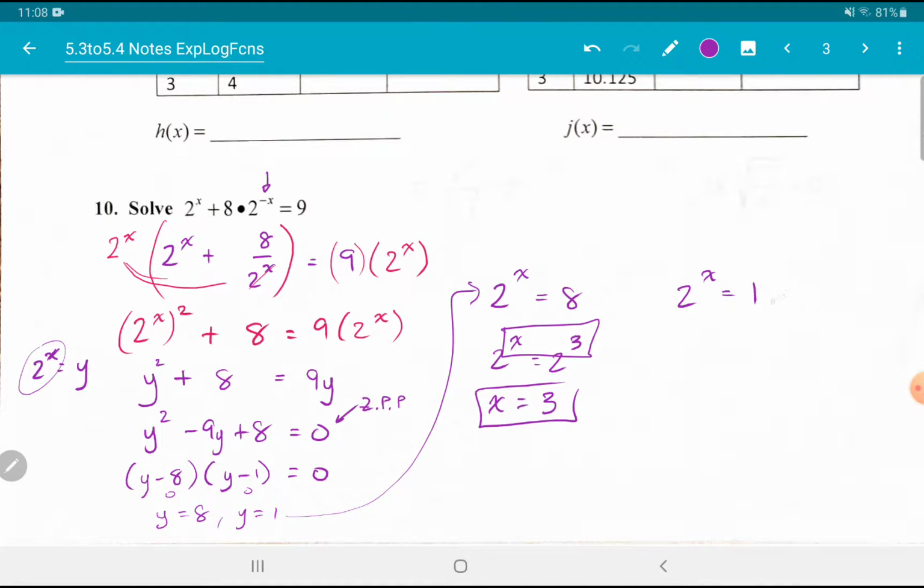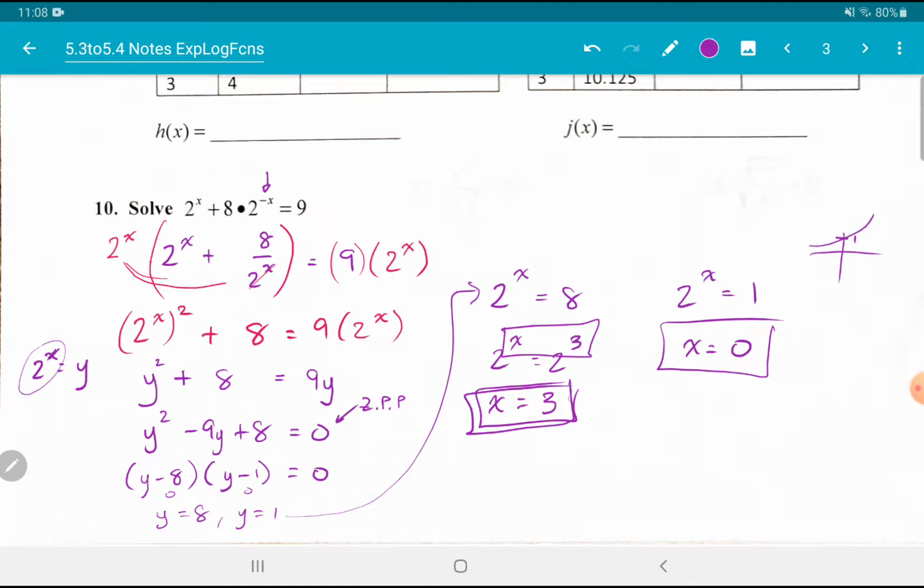And 2 to the power of x equals 1. When does that ever happen? When does an exponential ever give you the value of 1? Right there, when x is 0. Okay, so those are going to be your two answers. x is 3 and x is 0.